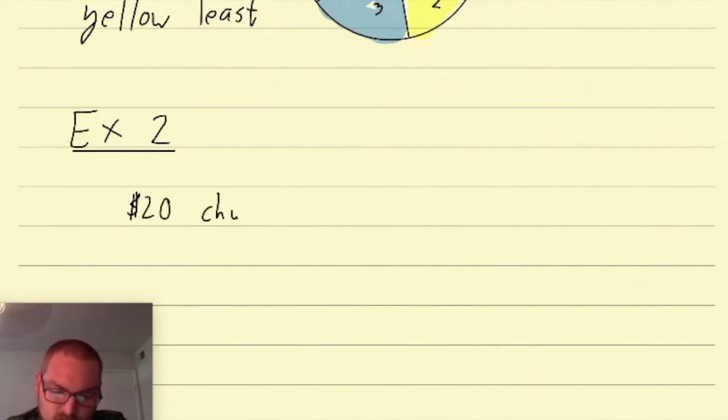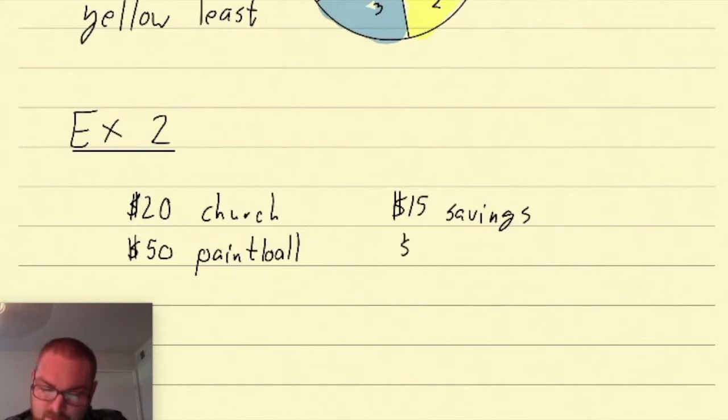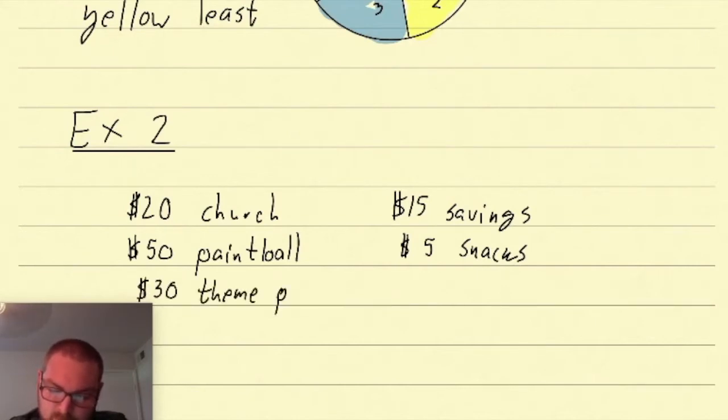$20 was given to the church. $50 was spent on a paintball gun. $15 was saved. $5 was spent on snacks. And let's see, $30 for the theme park. And $60 on soccer cleats.